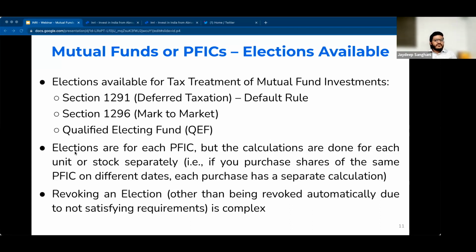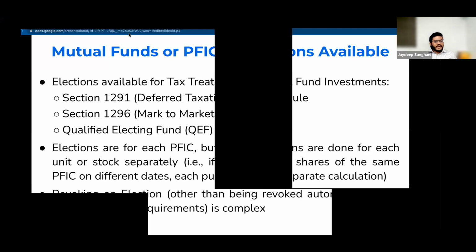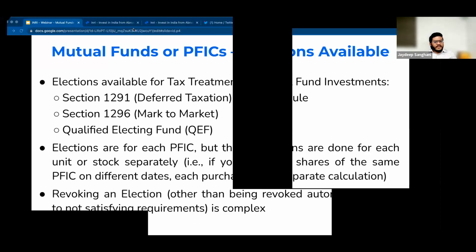Now, these elections are for each PFIC, each mutual fund. But when you calculate the taxes for US purposes, that would be done at a stock level. So let's say you bought the same mutual fund 5 times over a period of 1 year. For US tax purposes, you will have 5 tax calculations. Though the reporting is together and the election is together, you will have 5 separate calculations to report for US tax purposes.